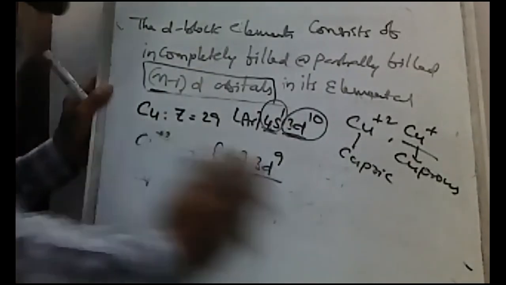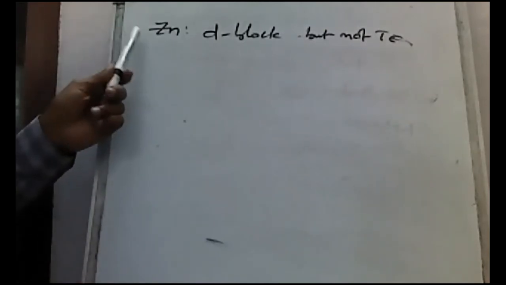So all transition elements are D block elements, but all D block elements are not transition elements. For example, zinc is a D block element, but not a transition element. The reason is it doesn't have incompletely filled n minus 1 d orbitals. That's why it is not a D block transition element. It is just a D block element.